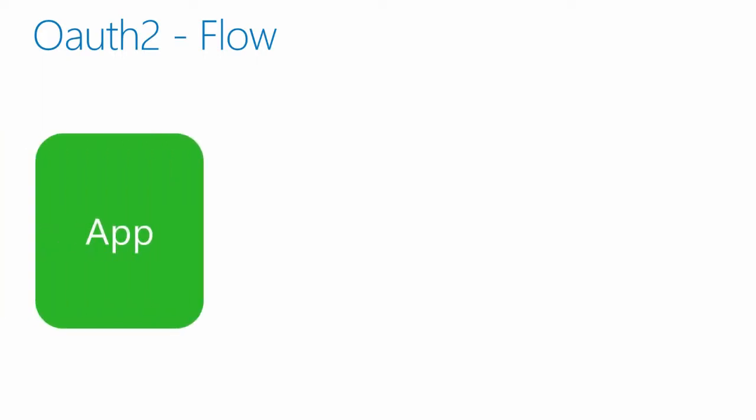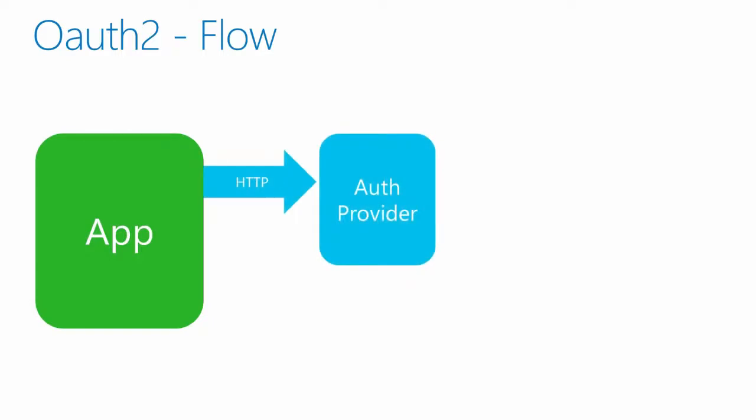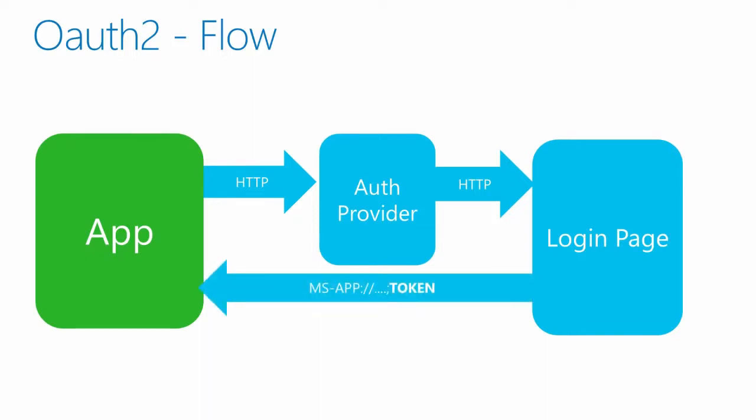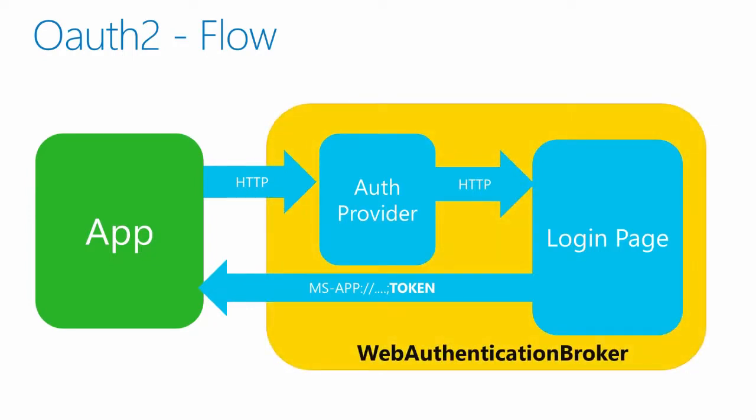Let's see a very simple flow. Starting from our application, we call the authentication provider at the specific URL. This triggers the login process. The provider will redirect us to its login page, which is nothing more than a standard HTML page asking for user credentials. If the user is authenticated successfully, the provider will answer with a success code and attach the token to the response. Because this protocol is a standard, we don't need to know all the implementation details, but we can simply use a helper class that does the work for us. This class is called Web Authentication Broker.